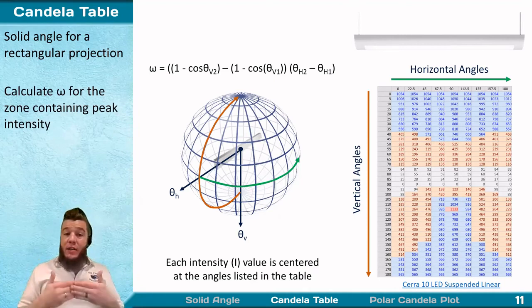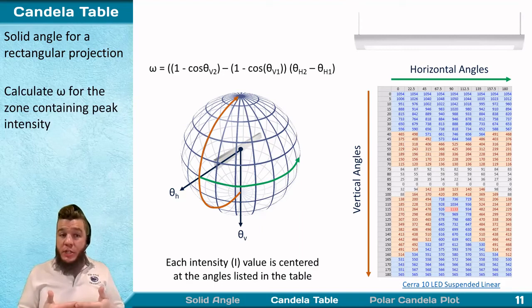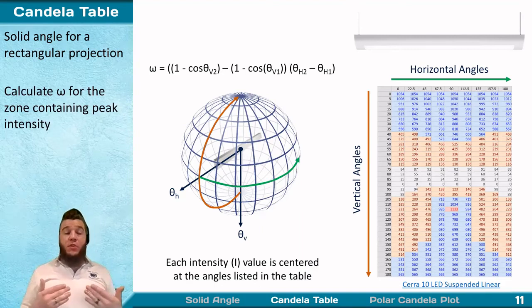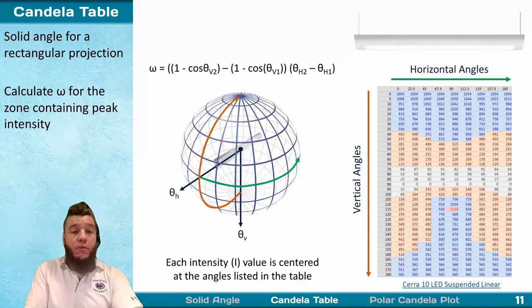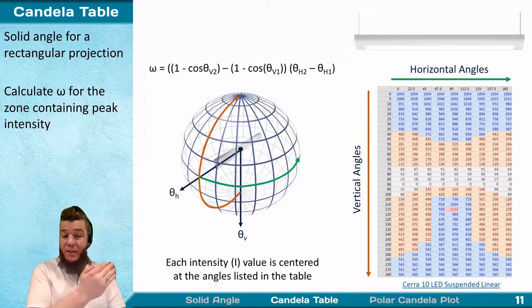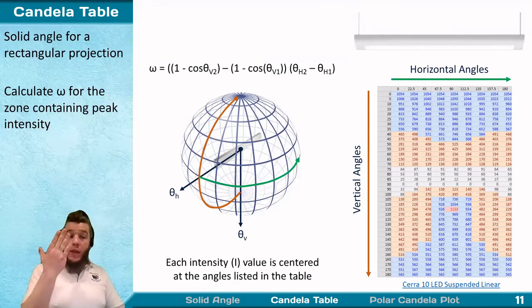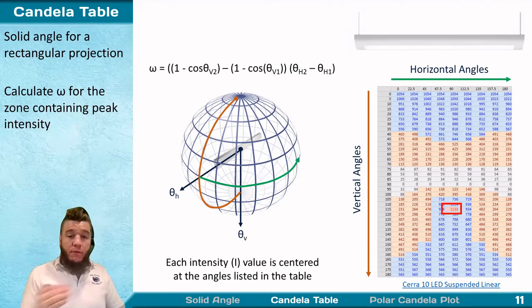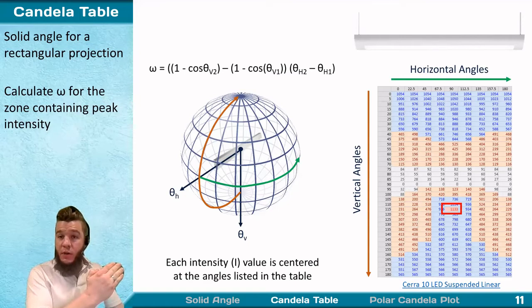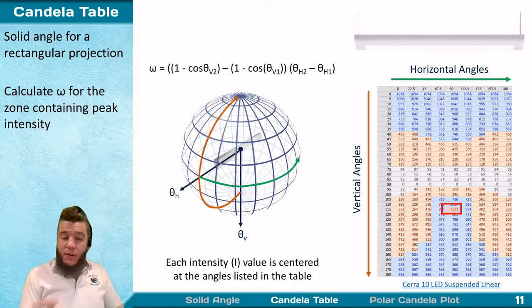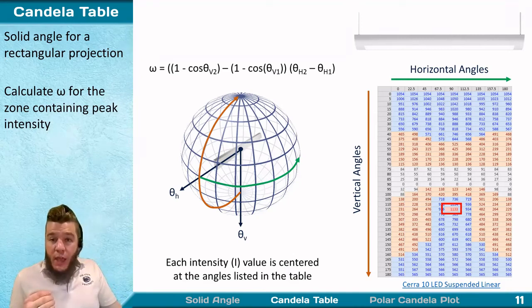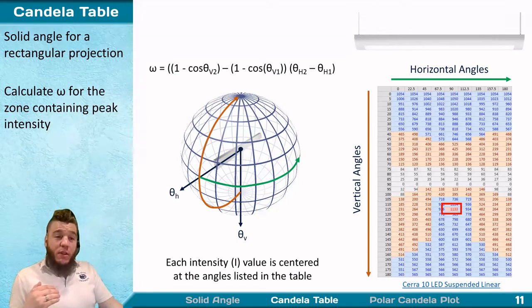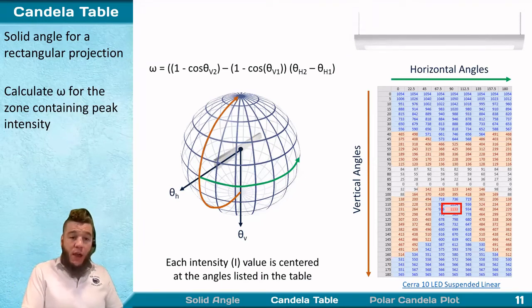So let's do another calculation question here real quick. This time, what I'm asking you to do is calculate the solid angle for the zone containing the peak intensity in this table. This equation for peak intensity evaluates to 0.031 steradians. Let's break down how that works. First off, there is our location for peak intensity over there in the red box. This is at a location of 115 degrees vertical and 90 degrees horizontal.